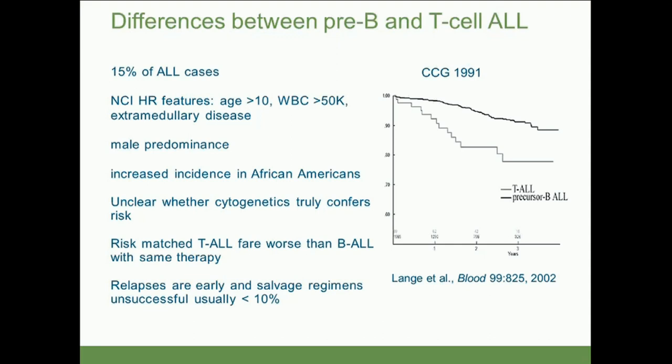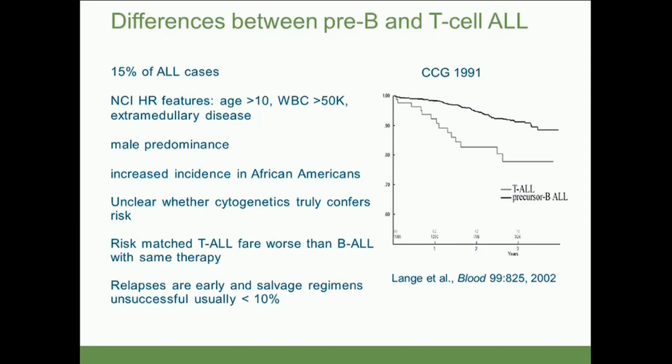There's an increased incidence in African Americans, and unlike pre-B ALL, where we look at all of those cytogenetics, there's not truly a clear cytogenetic picture in T-ALL that would help us predict whether you're going to do well or you're not going to do well. Risk-matched T-ALL fare worse than B-ALL with the same therapy, and that's what the graph depicts. So in CCG 1991, all ALL patients, whether T or B, got the same therapy. T-cell ALL did much worse than the pre-B ALL.